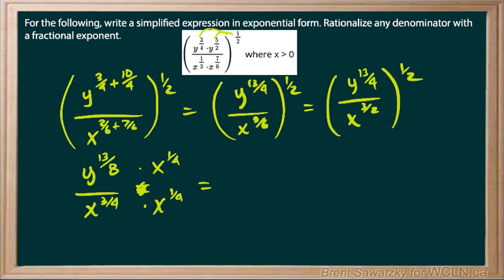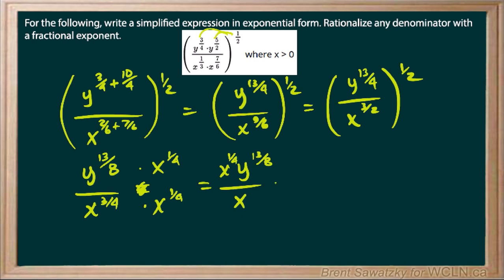Okay, so on the top, we're going to end up with y to the 13/8. And I guess we usually show the x's first, so we'll put that there. And then on the bottom, 1 plus 3 is 4/4, which is just x to the 1. And so at that point, we can consider that a good final answer.